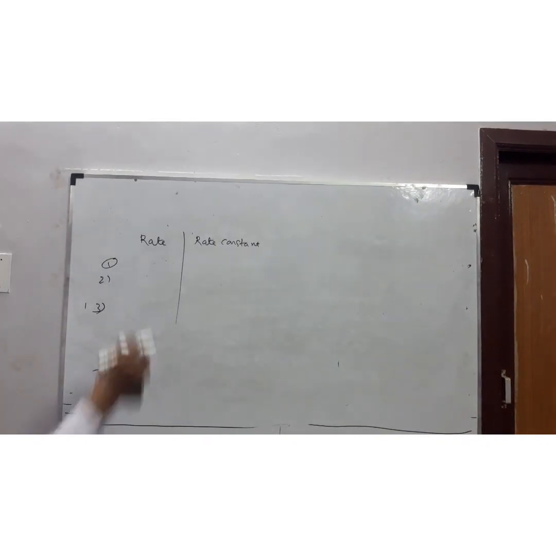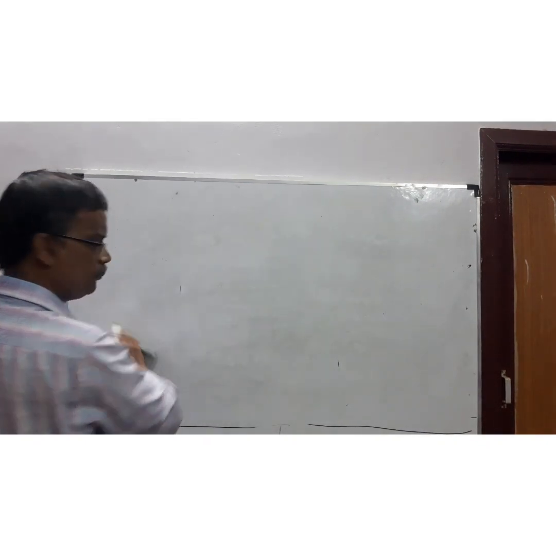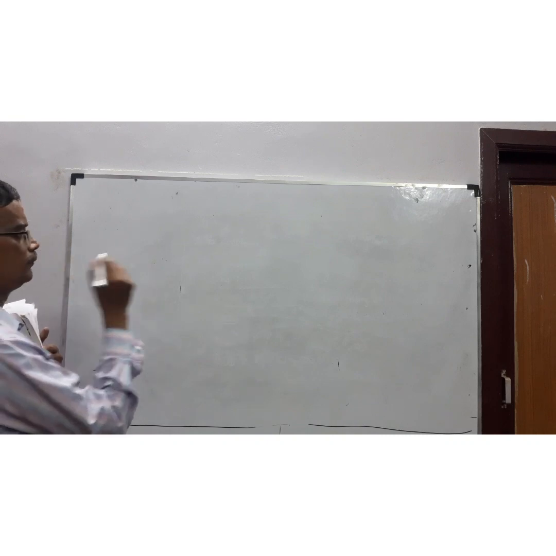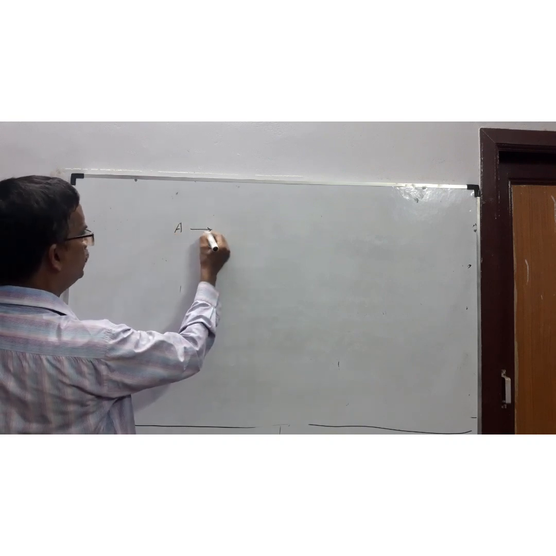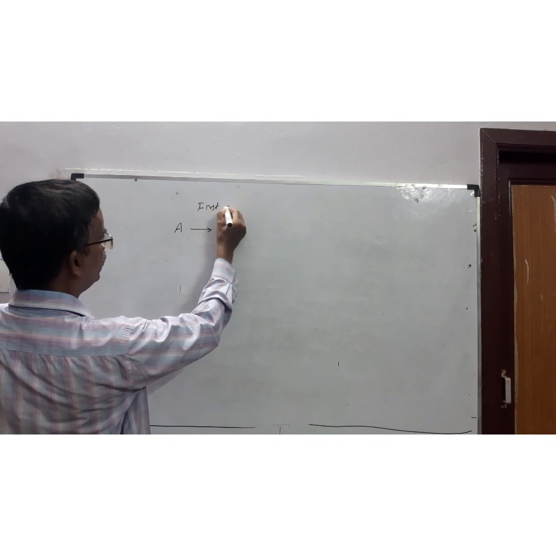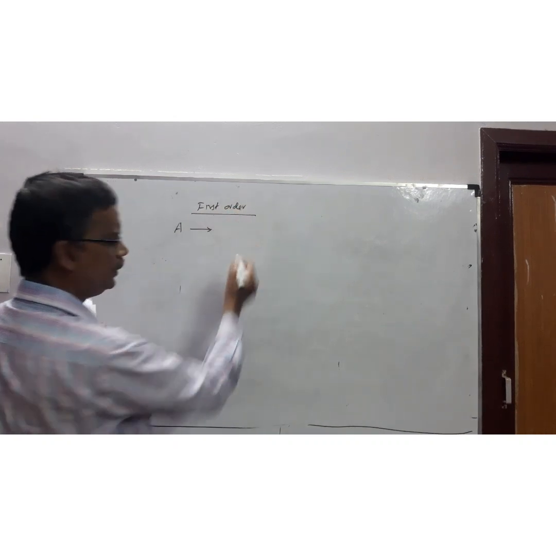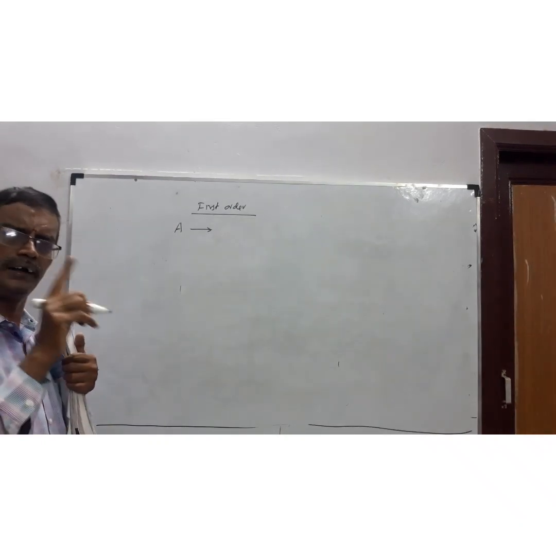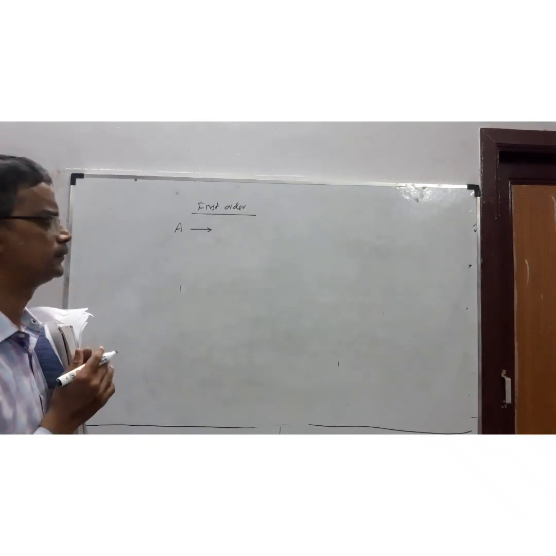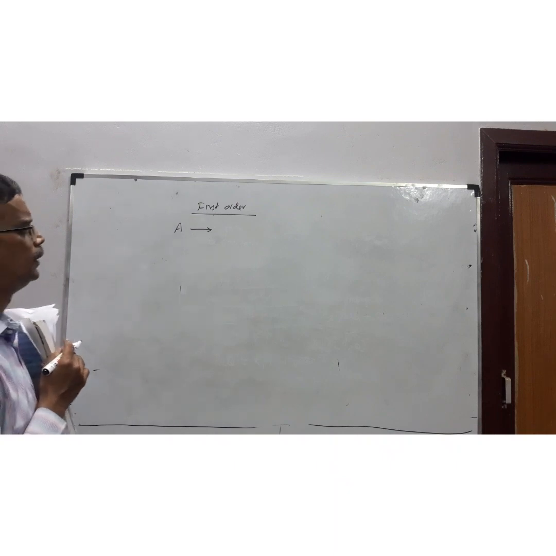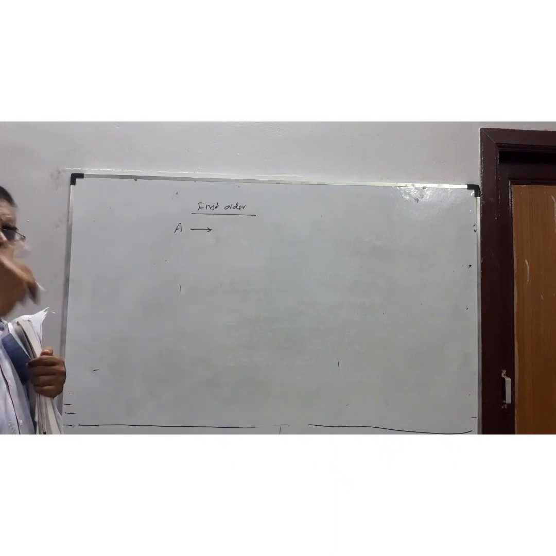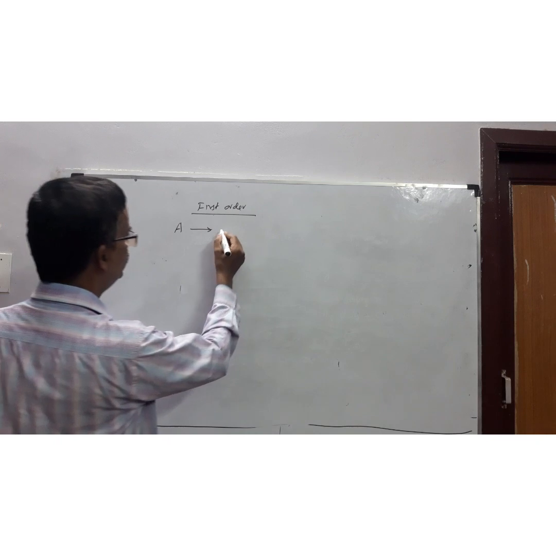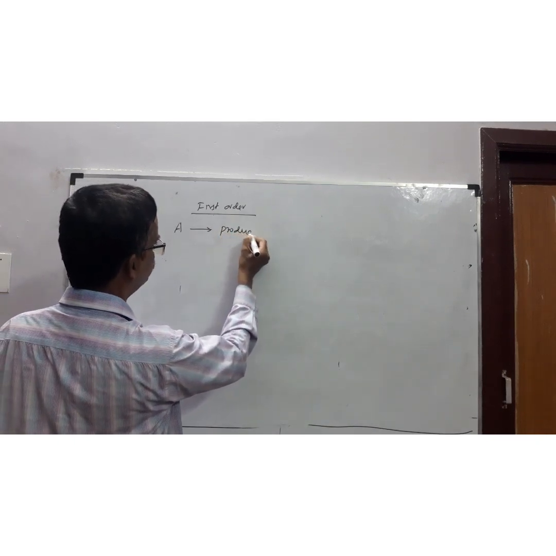Last question, derive the rate law for the first order reaction. For first order reaction, rate of the reaction depends upon only one concentration. ஒரே ஒரு கான்சன்ட்ரேஷனை பொறுத்தது. Depends upon the reactant concentration power 1 அப்படின்னு சொல்லுவோம். So A gives product. First order.